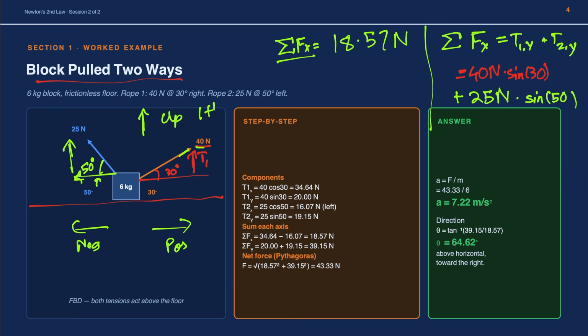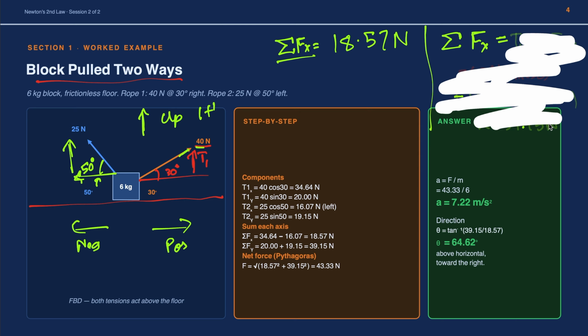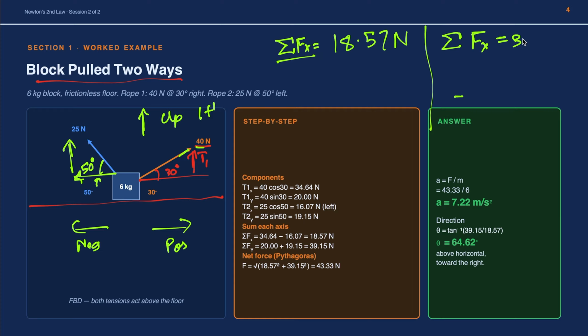And if you add those, you should get, so 40 times sine of 30 plus 25 times sine of 50. This should give you approximately 39.15 newtons in the y direction. So I can erase all of this, and over here I can write 39.15 newtons.